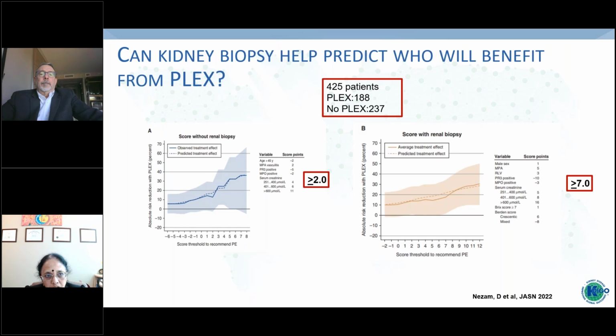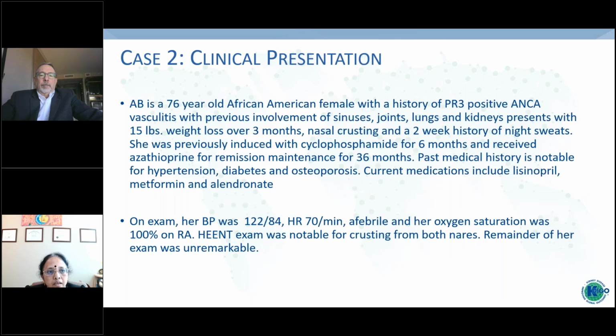All right. So moving on to case 2 is a 76-year-old African American female with a history of PR3 ANCA vasculitis, previous involvement of sinuses, joints, lungs, and kidneys, who presents with a 15-pound weight loss over 3 months, nasal crusting, and a 2-week history of night sweats. Her previous induction therapy included oral cyclophosphamide for 6 months, and then she received azathioprine for remission maintenance for 36 months. Past medical history was notable for hypertension, diabetes, and osteoporosis. Her current medications included lisinopril, metformin, and alendronate.